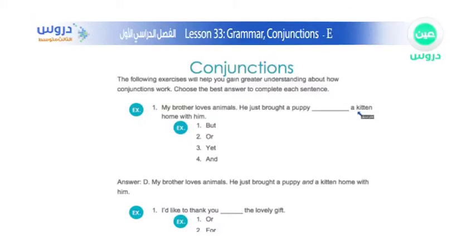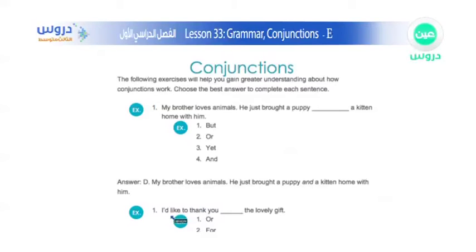Adham said and. What about you, Bashir? And, three Muhammads. So everyone said and: Adham, Bashir, and the three Muhammads. So, and. Okay, the answer is D. My brother loves animals. He just bought a puppy and a kitten home with him.